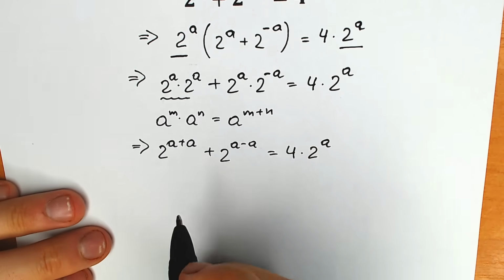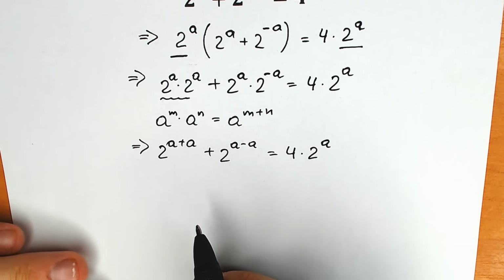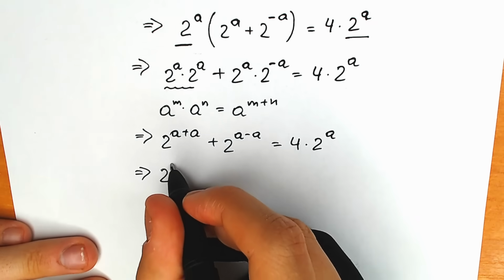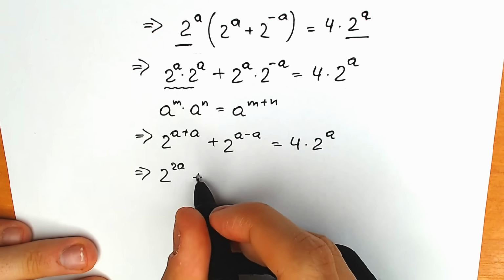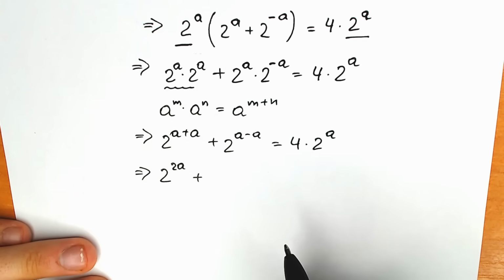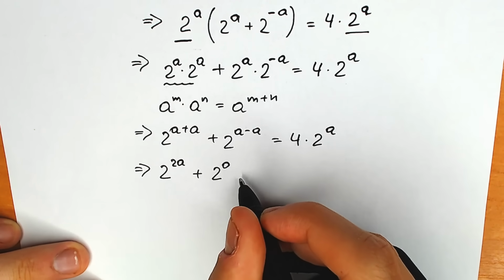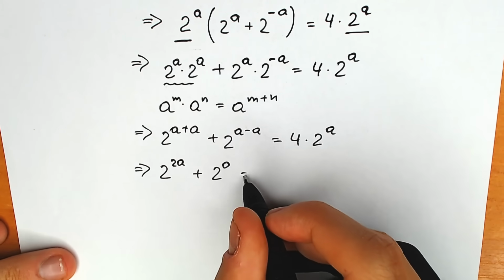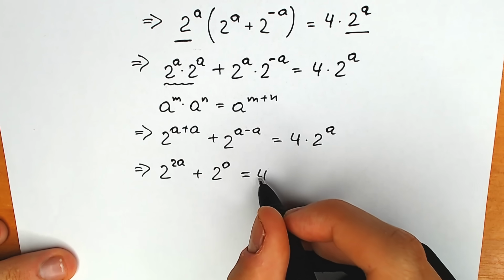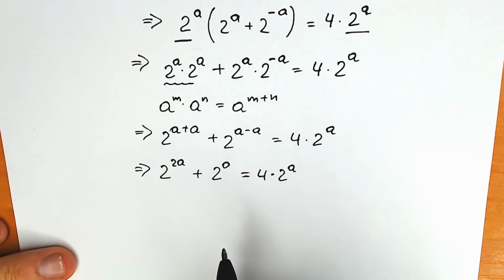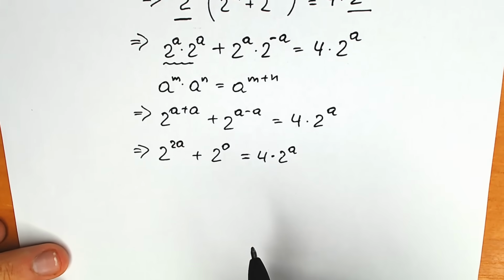Right now, let's look closely. What do we have? 2 to the power a plus a equal to 2 to the power 2a. And we have plus 2 to the power a minus a equal to 2 to the power 0. So plus 2 to the power 0 equal to 4 times 2 to the power a. Okay, 2 to the power 0 equal to 1.